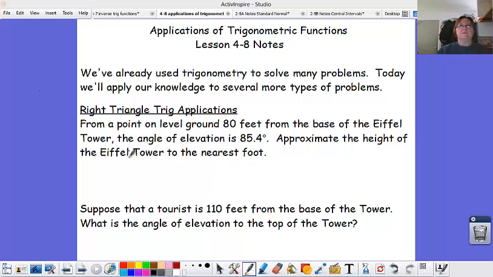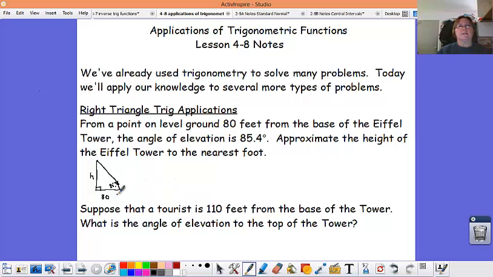And what this says is, from a point on level ground 80 feet from the base of the Eiffel Tower, here's my Eiffel Tower, here's my ground, and hopefully they make a right angle. 80 feet on the ground from the base of the Eiffel Tower, the angle of elevation is 85.4 degrees. That's this angle right here, 85.4. That's the angle that you would have to look up through to see the top of the Eiffel Tower. And we're going to estimate the height of that tower to the nearest foot.